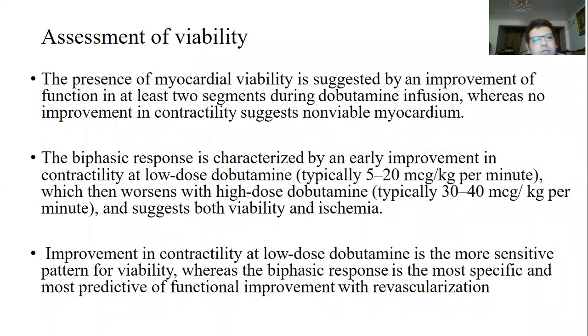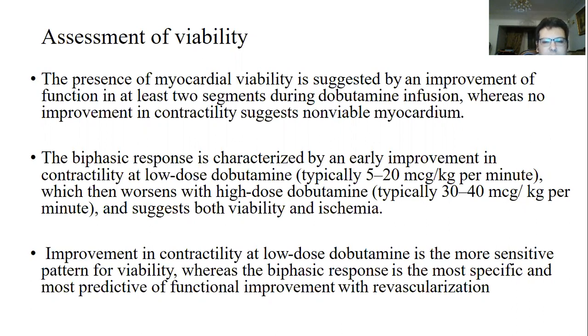Assessment of viability. The presence of myocardial viability is suggested by an improvement of function in at least two segments during the dobutamine infusion, whereas no improvement in contractility suggests non-viable myocardium. The biphasic response is characterized by early improvement in contractility at low dose dobutamine, typically at 5 to 20 mic per kg per minute, which is then worsened with high dose dobutamine, typically 30 to 40 mic per kg per minute, and suggests both viability and ischemia.